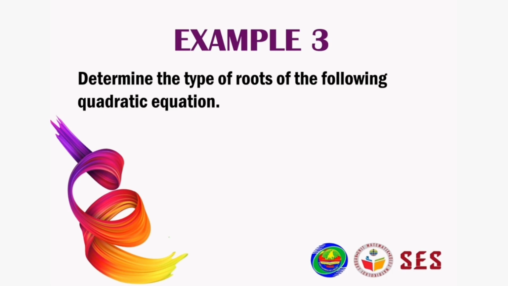For our last example, let us try to determine the type of roots for this quadratic equation. We have the value of a equals to 2, b equals to negative 7, and c equals to 10. And we substitute the value of a, b, and c into the formula of discriminant.